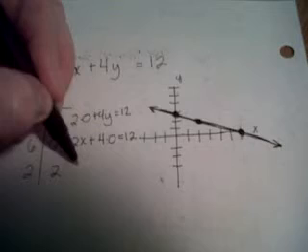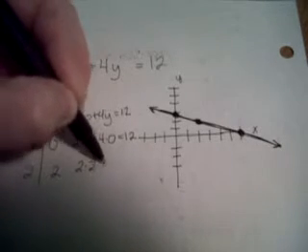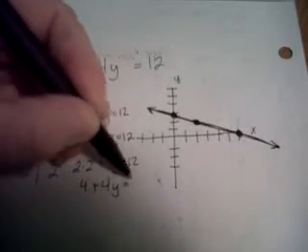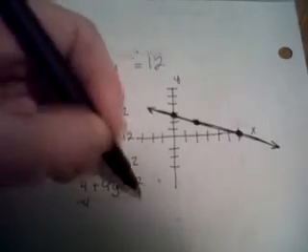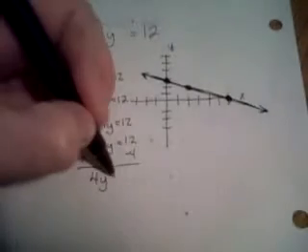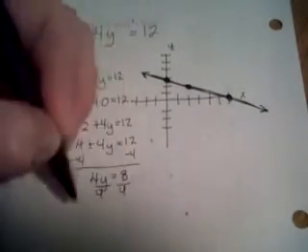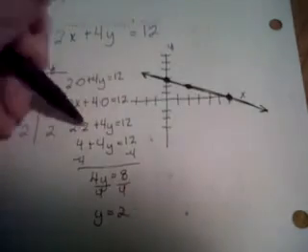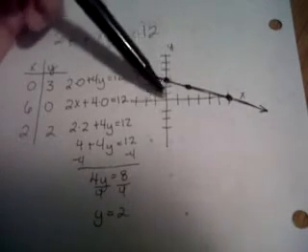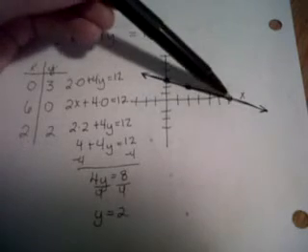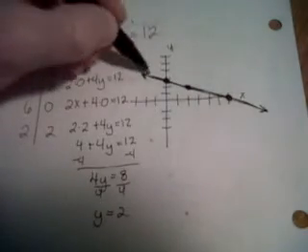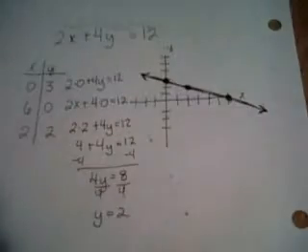And then let's say I put in 2 for x. So I get 2 times 2 plus 4 times y equals 12. This is going to be 4 plus 4y equals 12. I'm going to subtract 4 from both sides. So I'm left with 4y equals 8. Divide both sides by 4. That gives me y equals 2. So when x was 2, I got y equal to 2. I'm going to come over and plot all those points. So when x was 0, y was 3. When x was 6, y was 0. When x was 2, y was 2. I connect those points. I put arrows at the end. And there I have graphed my line.